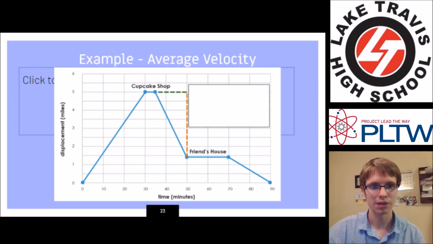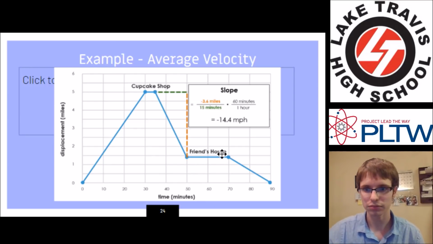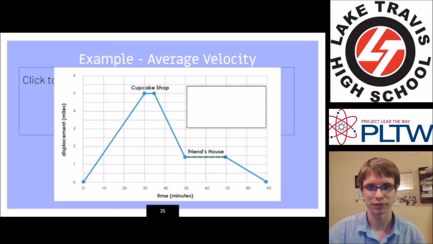Okay, let's do this again. Between leaving the cupcake shop and arriving at your friend's, what is the average velocity? Pretty simple, it's just slope. So you take this negative 3.6 miles over 15 minutes. You can convert the minutes to hours like this, and you end up with negative 14.4. Okay, let's do one more. This is as you're sitting at your friend's house, between here and here.